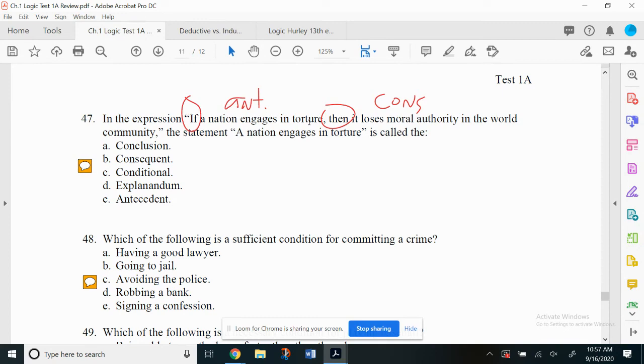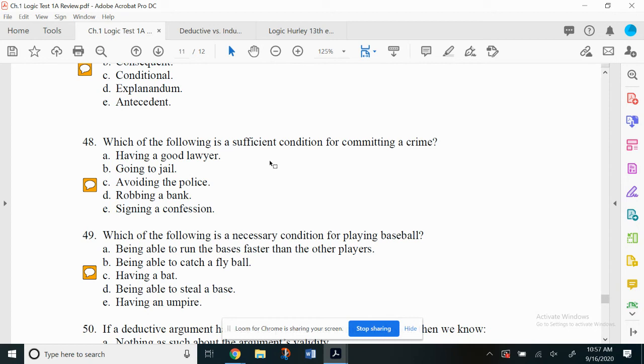48. So the following is a sufficient condition for committing the crime. In other words, if I do this, it's an instance of committing a crime. I can have multiple sufficient conditions for committing a crime, but I'm going to give you one. Again, you can push pause. And D, robbing a bank. So robbing a bank is a sufficient condition, meaning it counts as an instance of committing a crime. I can think of another sufficient condition for committing a crime. What could it be? Jaywalking or robbing 7-Eleven, or you could think of hundreds, thousands of examples of committing a crime.